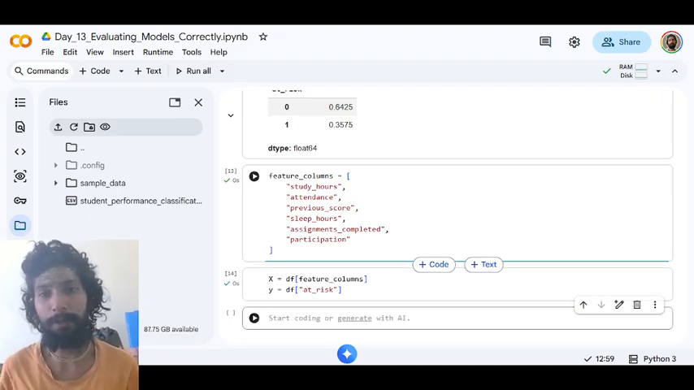Data leakage makes model performance look unrealistically good, but in actual it is not. We will divide the dataset into training and testing sections.